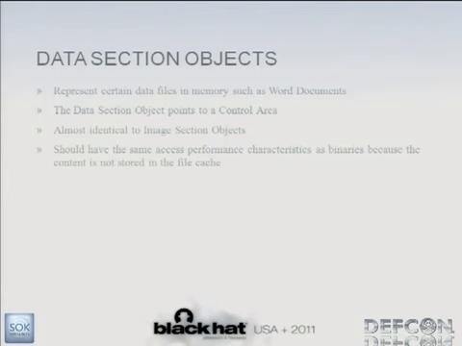But basically, since a data section object and an image section object are the same, they point to the same structures, we can surmise that the data access for a Word document would be just as fast as any data access or code access in this case for an image section object. So Word documents are going to perform as well as EXEs, right? Because their structures are the same. It's a shortcut of where to get the data.